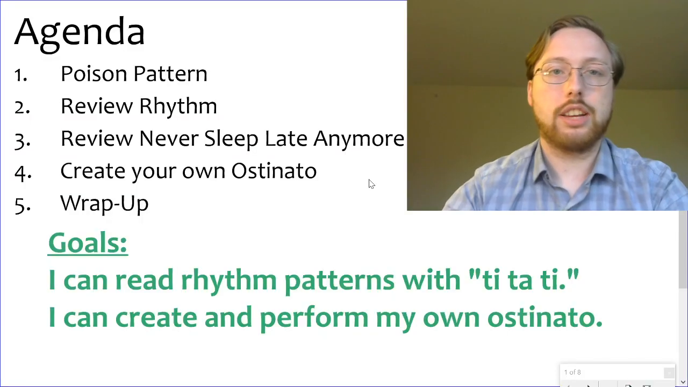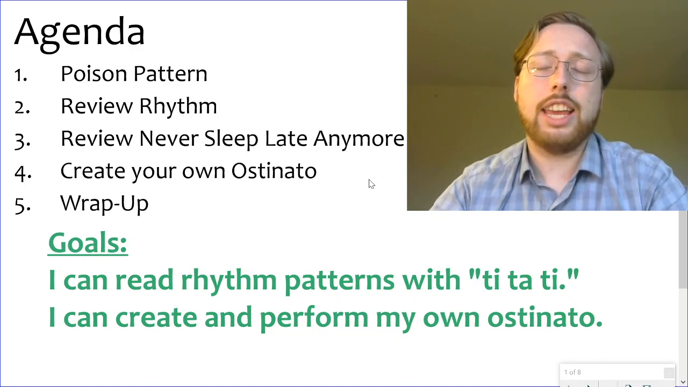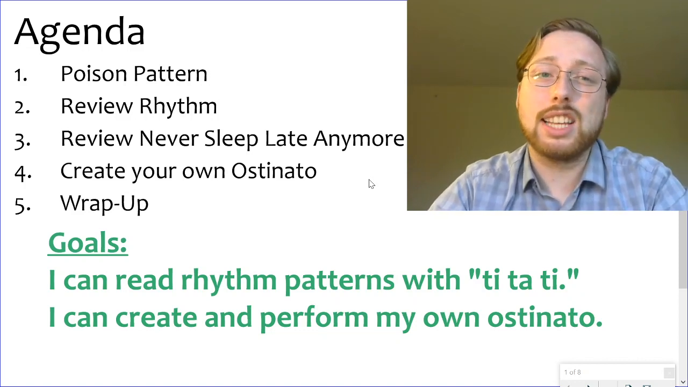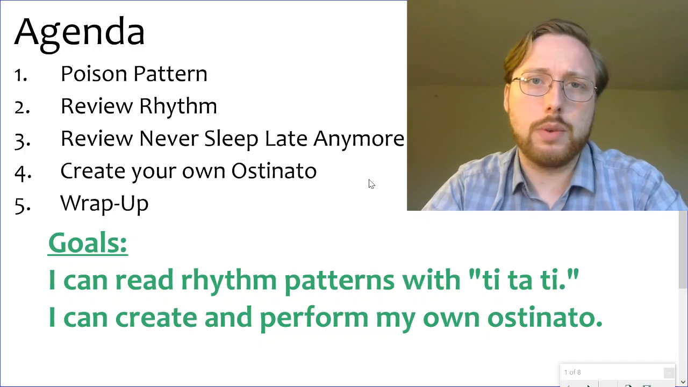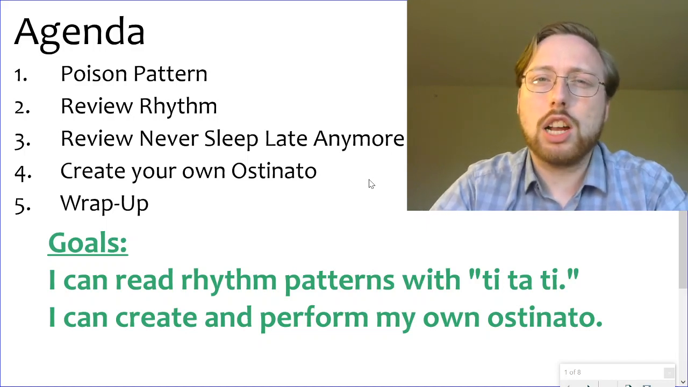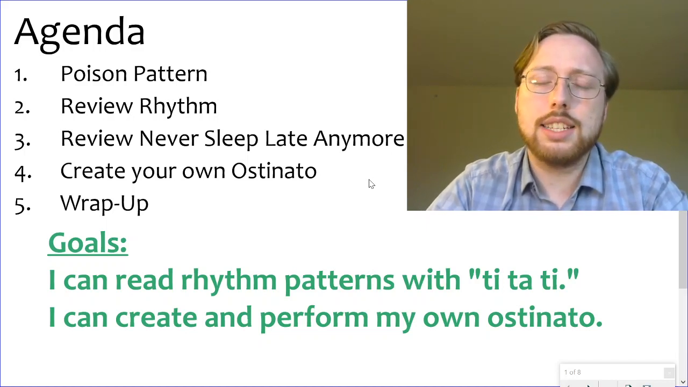Today, we are going to be continuing our review of Ostinato and our song Never Sleep Late Anymore. Let's look at our agenda for today. We're going to start with that game, poison pattern, that we practiced last week. And then we're going to review some of those rhythms in our song Never Sleep Late Anymore. We'll make sure we know how to sing it. We'll review how we sing it. And then we're going to talk about how we create our own ostinato.